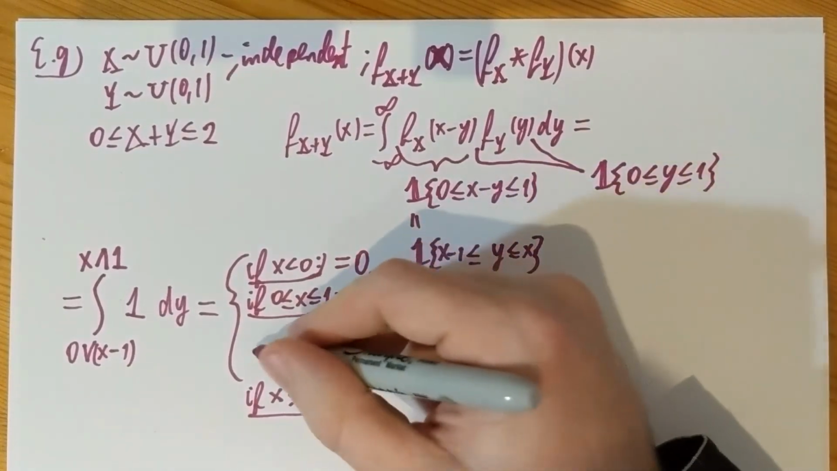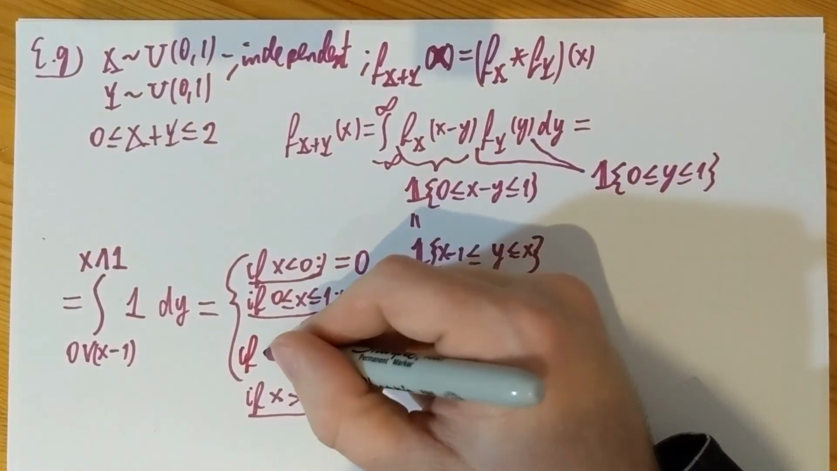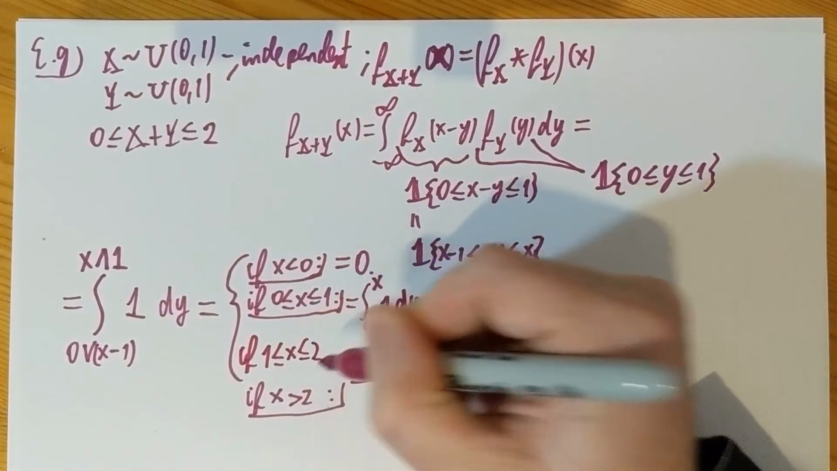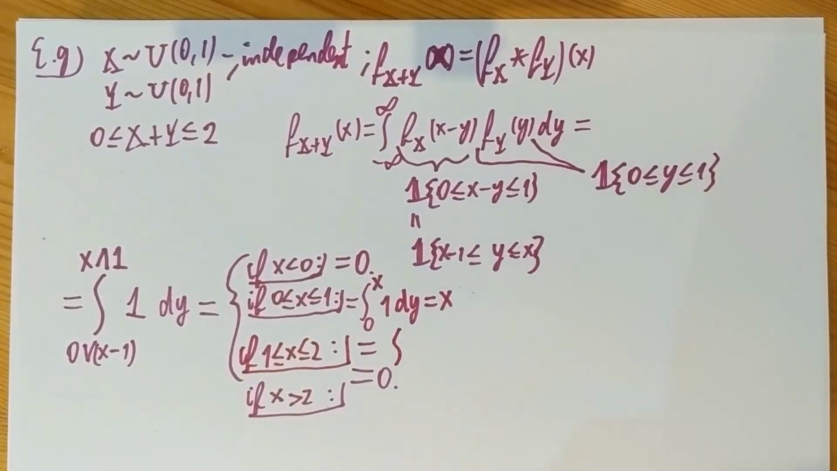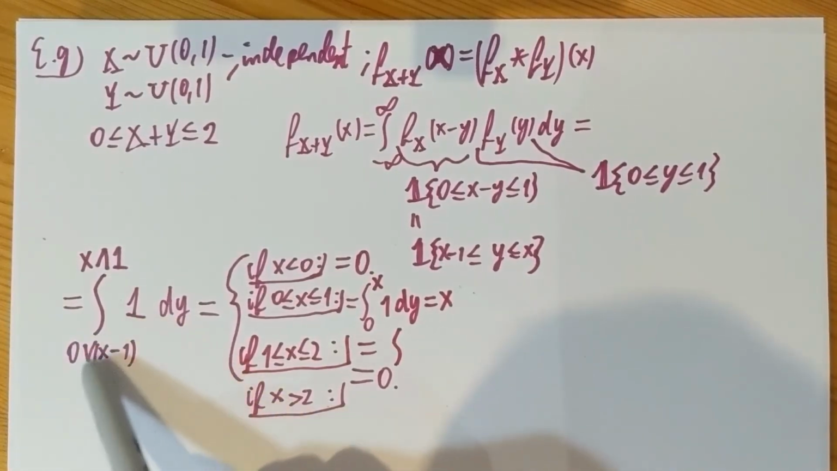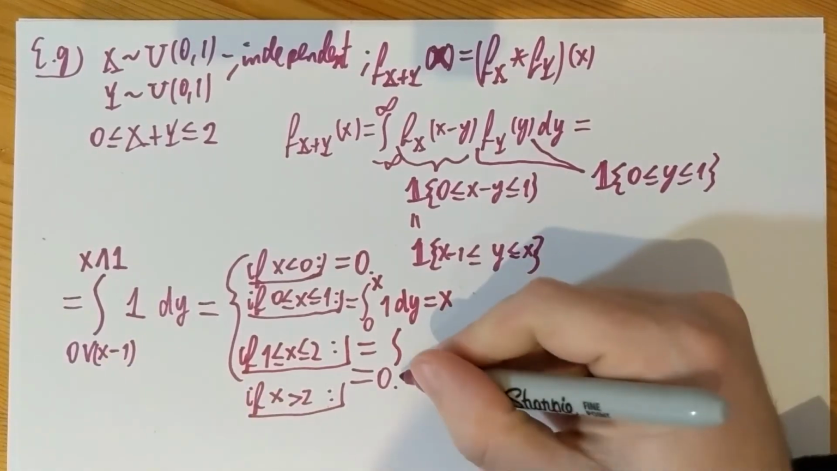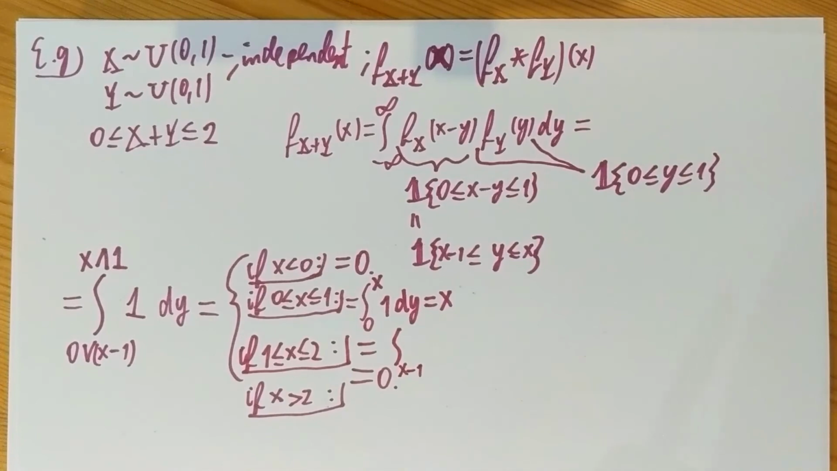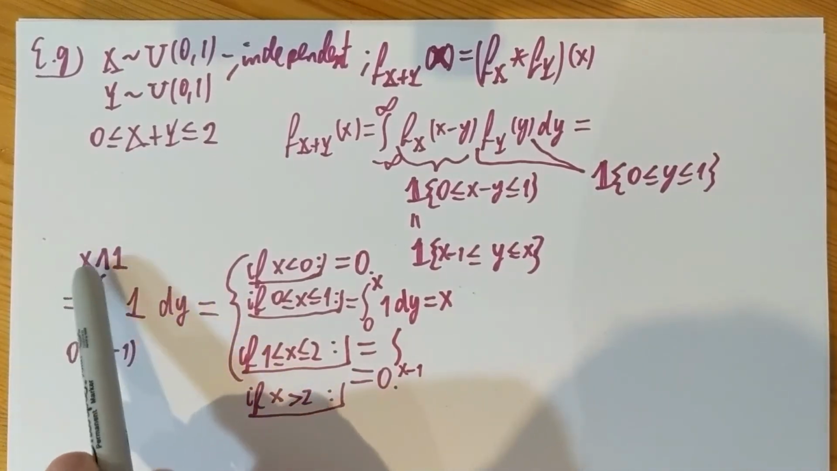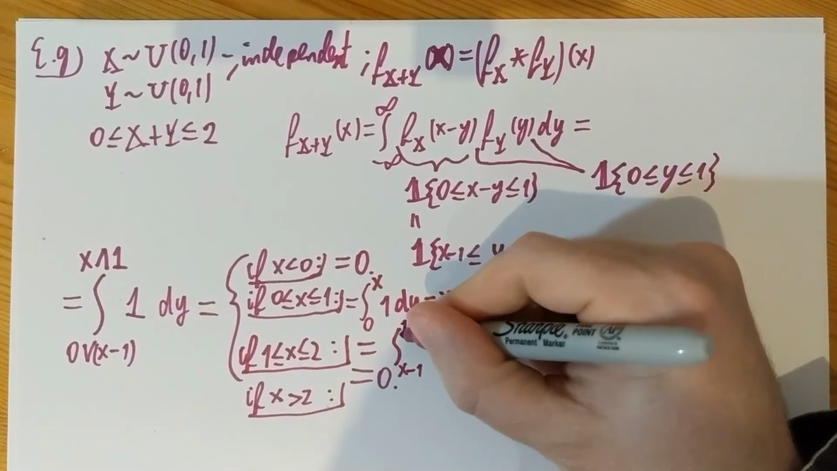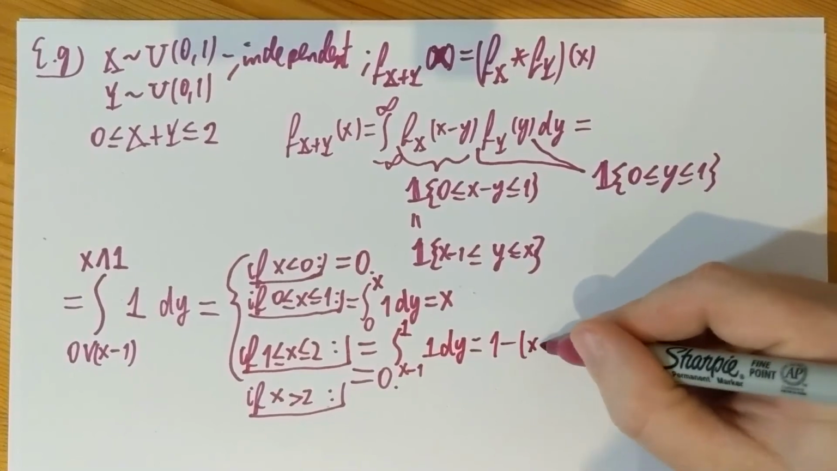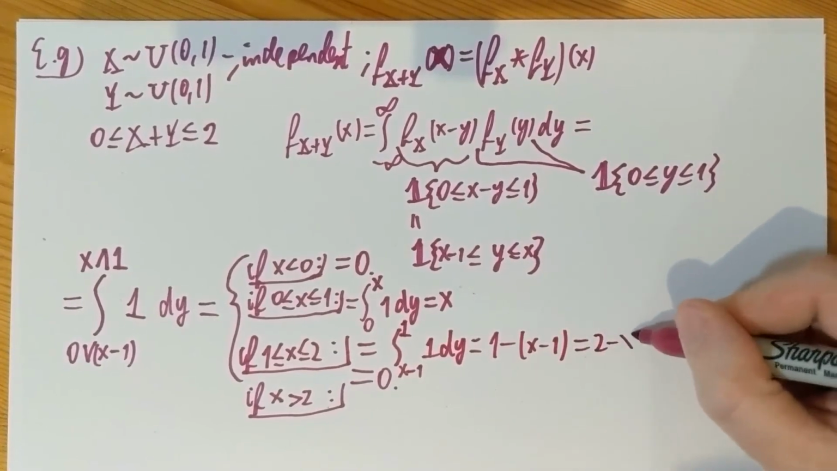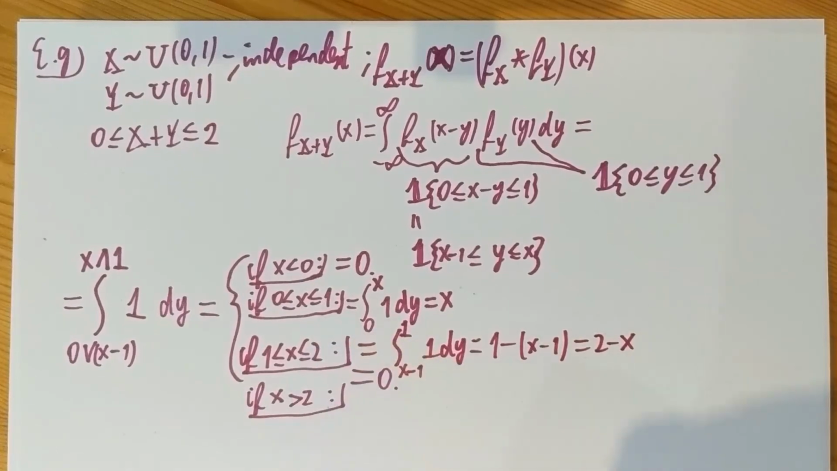And finally, if x is between 1 and 2, then I need to integrate on the lower boundary. If x is larger than 1, then x minus 1 is going to be larger than 0. So it's going to go from x minus 1. And on the upper boundary, if x is larger than 1, then the smaller of the two is 1. So I'm having 1 here. That gives me 1 minus (x minus 1), or 2 minus x. So that's the case when x is between 1 and 2.